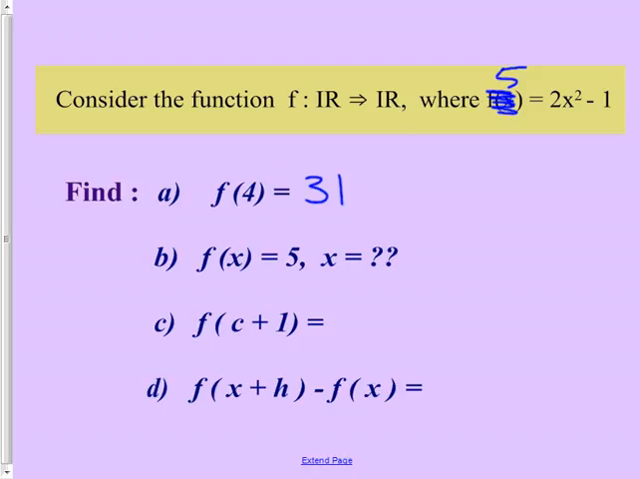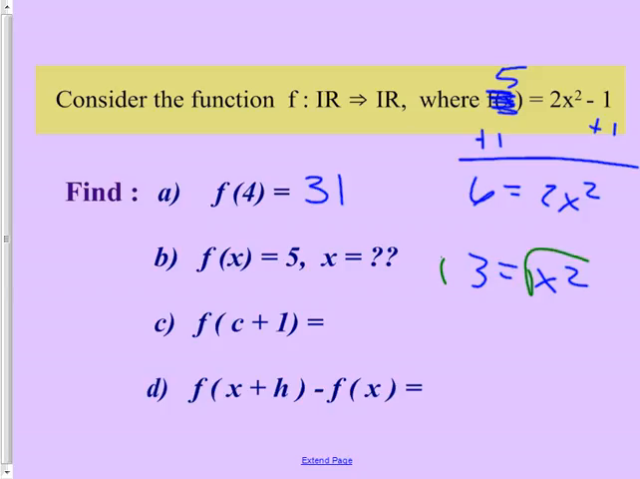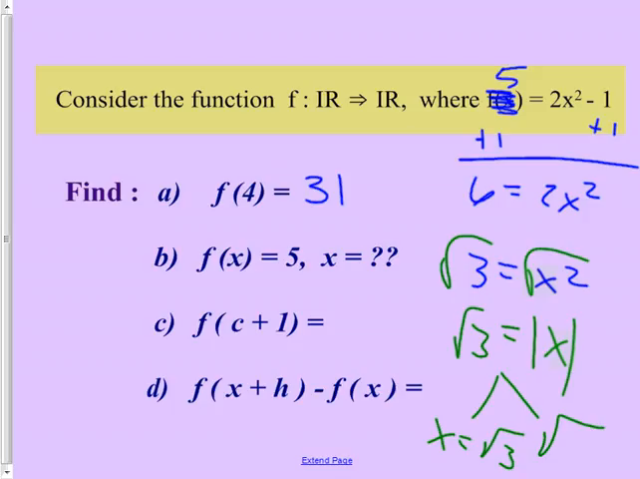And you just have to remember that at the end you'll get 2 answers for this, because you're going to take the square root of a variable and you need a plus and a minus. So if I go plus 1, 6 equals 2x squared, divide by 2, 3 equals x squared, and then take the square root from there. Thank you for remembering the absolute value. I'm just going to write it twice. Negative square root of 3. Okay, good. All right. Next part.